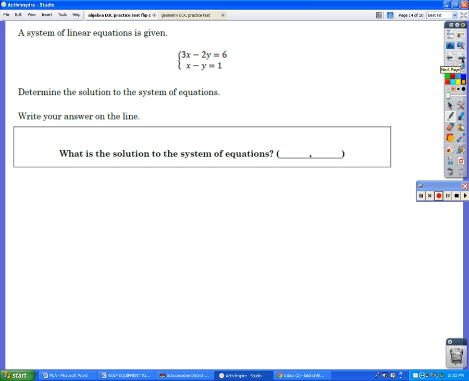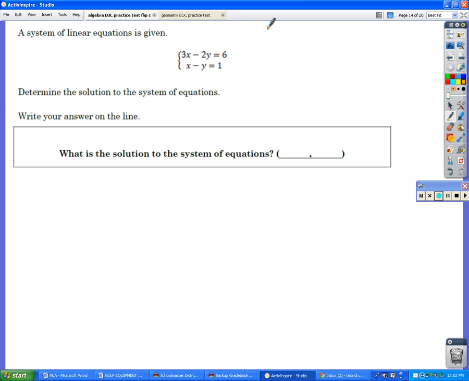Okay, next one. A system of linear equations is given. Determine the solution of the system of equations. We have done these a lot before. We did substitution or we did elimination. You guys usually liked elimination. What can I multiply either the top or the bottom equation by so that when I add them together something will cancel? Negative what?